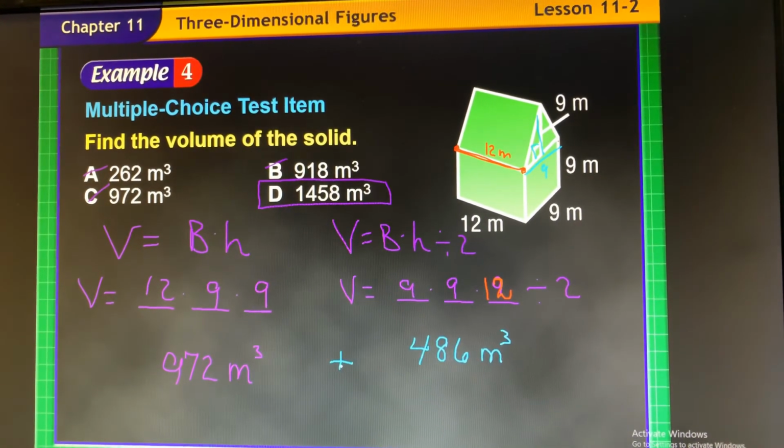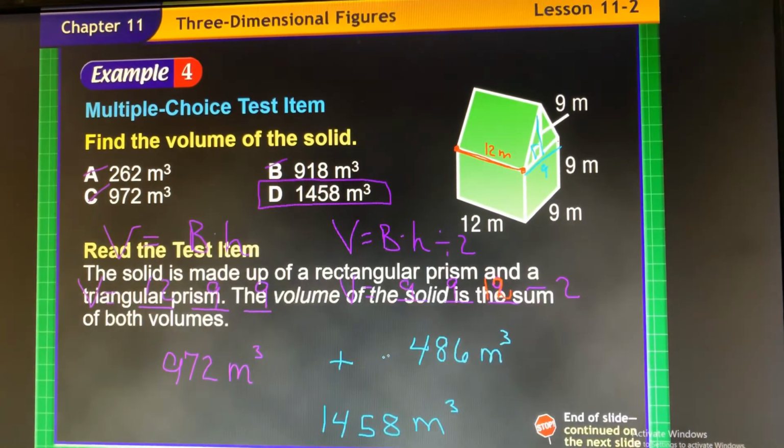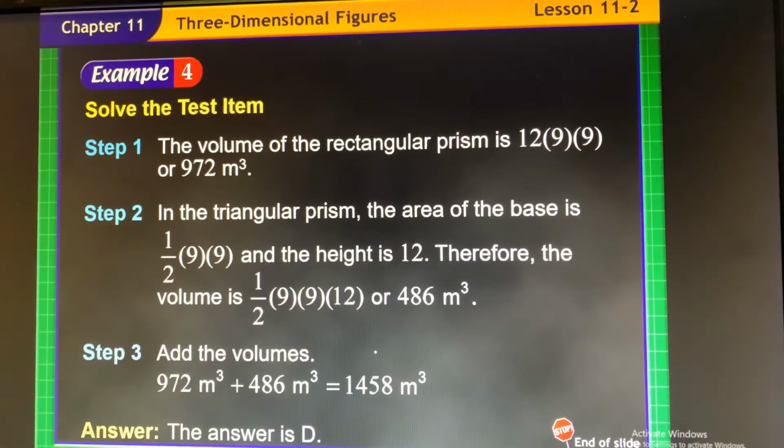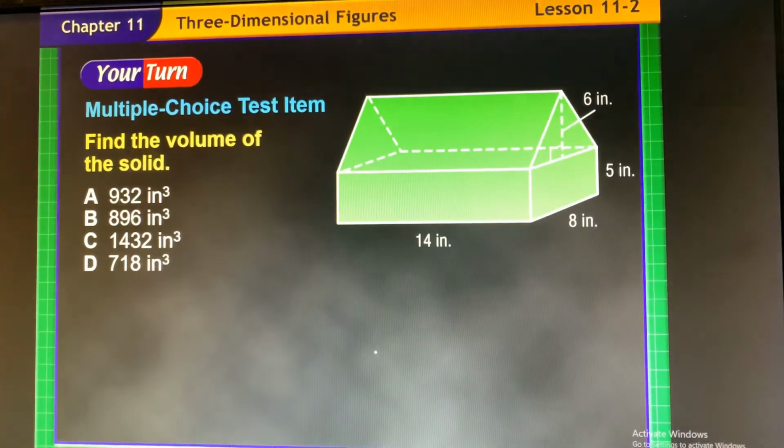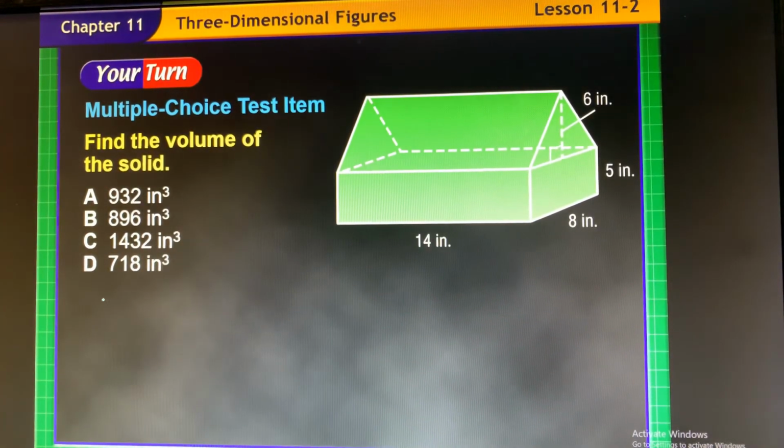So 486 plus 972, 1,458 meters cubed. Feel free to pause it at this point to look and see what we did. It's going to take a long time to get through, just so you know. Same kind of thing. I'm going to do the same thing.